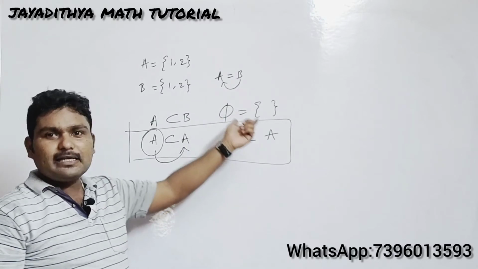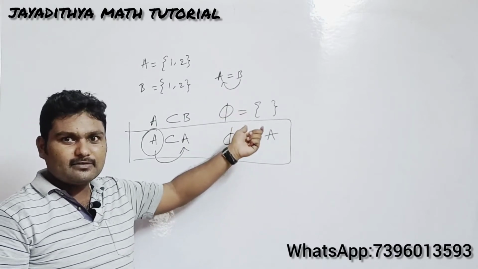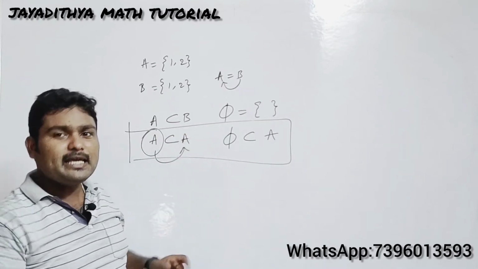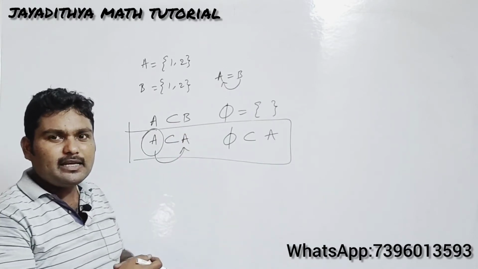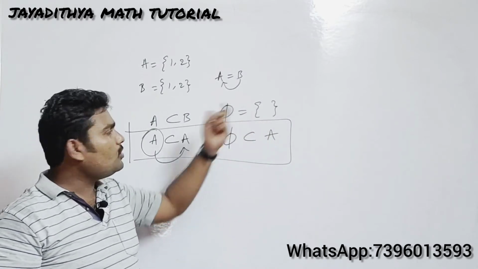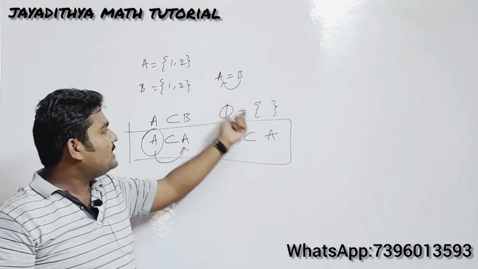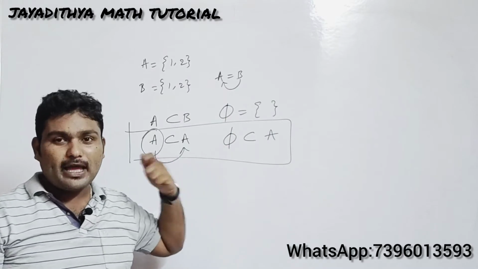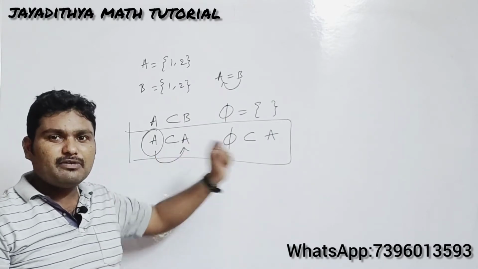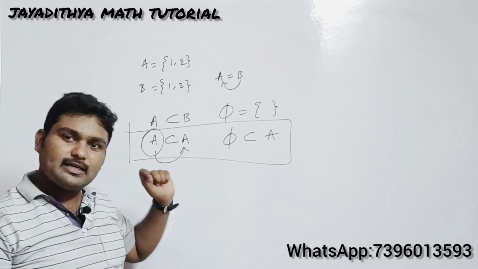Why? Because in the null set we don't have any elements here. So what is the definition of subset actually? Each and every element must be present in the other set. So here we don't have any elements. So you can say that null set will be subset of every set. This is a very important point. Don't get confused here. Null set will be subset of every set.